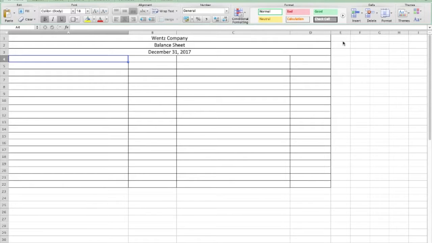Within my balance sheet, the left side, these two columns here, they represent what's on the left side of the accounting equation, which are the assets that I have. Over here on the right side, once we get there, that'll be what's on the right side of the equation, the liabilities and owner's equity that I need to show.